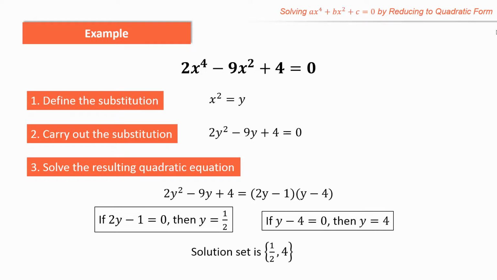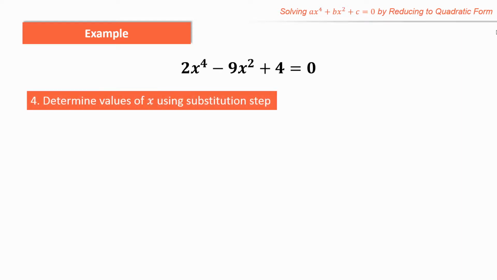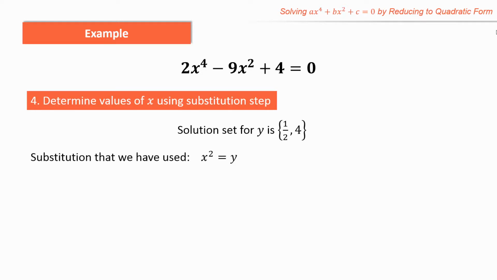Now, be mindful that we have not yet reached the end of our solution, because eventually we need to find values for x, not y. Therefore, in the final step, we refer back to the substitution step to determine the values of x. Now, this is our solution set for y, half and 4. And our substitution step was x squared equals y.